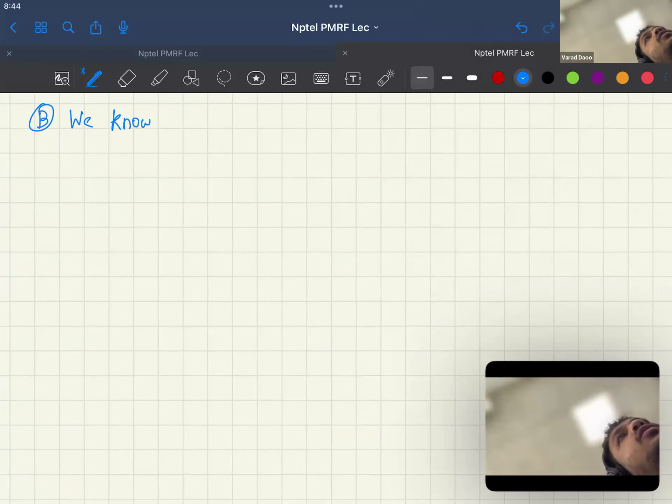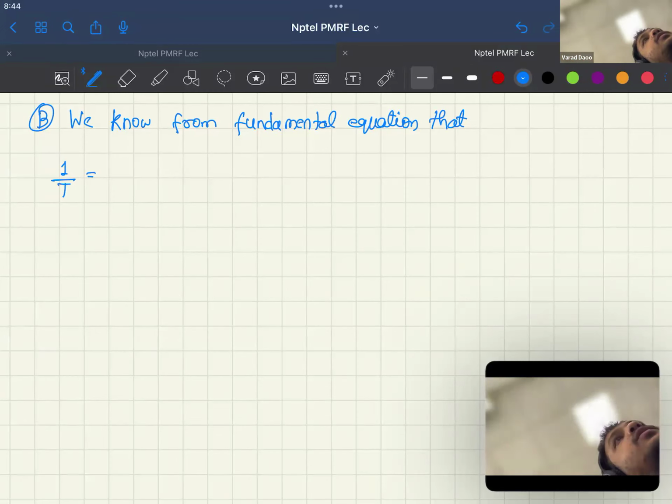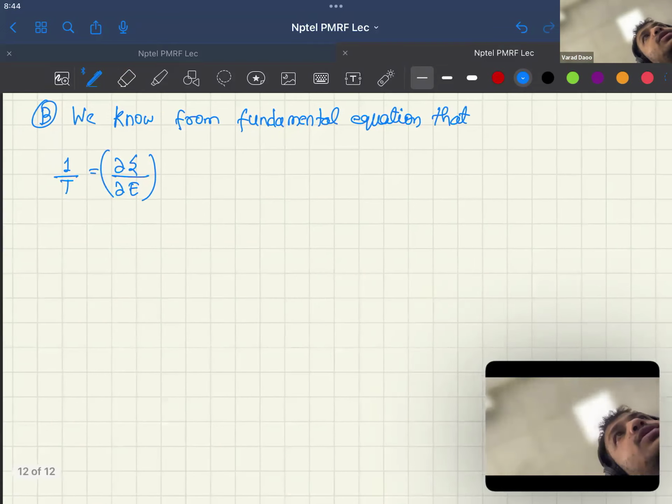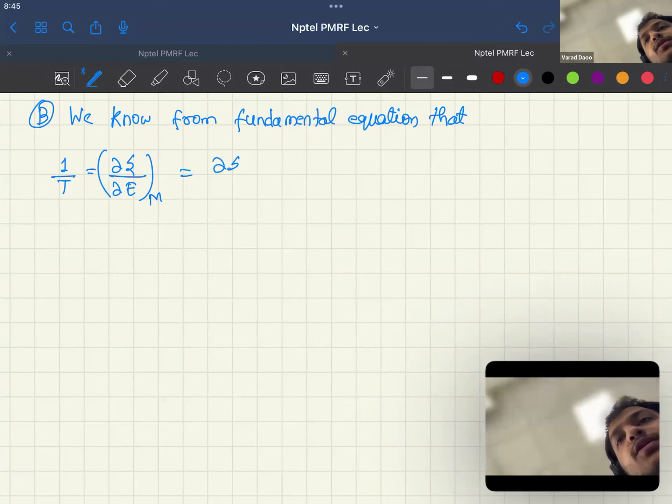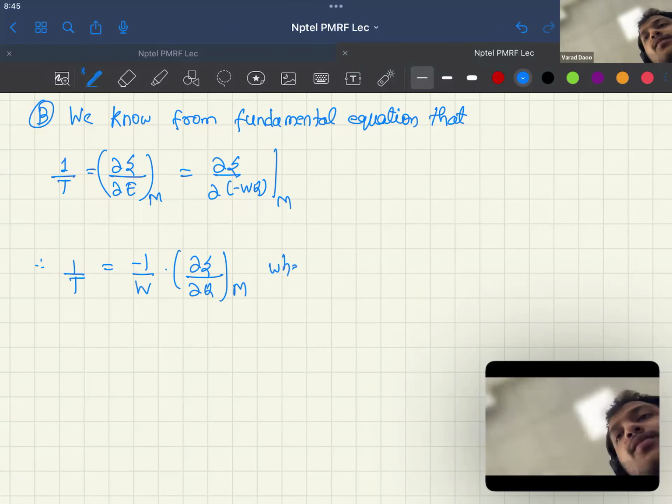We know from the fundamental equation that 1 by T is equal to dou S by dou E at constant M. Right? Therefore, 1 by T is equal to minus 1 by W into dou S by dou Q at M, where M is equal to constant. Right?